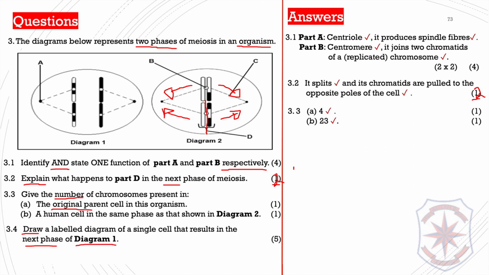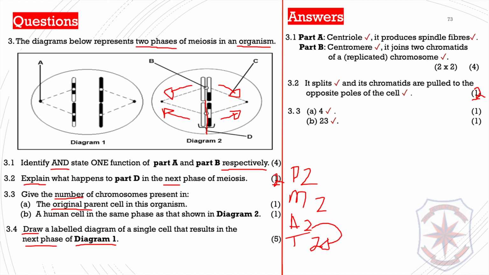Let's go back to our abbreviation. PMAT. So this would be PMAT 2. Prophase 2, metaphase 2, anaphase 2, as well as telophase 2. Okay, so when we look at this cell, we have already identified that in diagram 1, chromatids or unreplicated chromosomes are pulled to the opposite poles of the cell, and that happens during anaphase 2. Okay, so the next phase from anaphase 2 will be telophase 2.